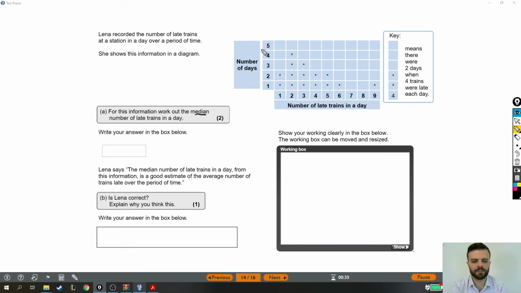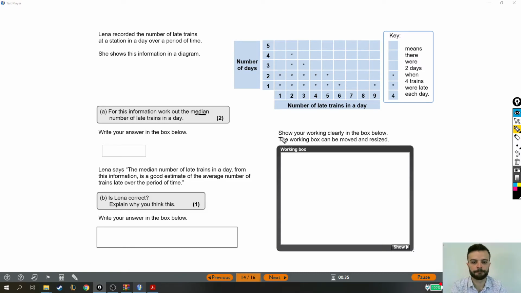So how this works, there is a key to help explain. This would mean that there are 2 days when 4 trains were late on each day. So if I asked you how many days had 9 late trains, the answer would be 1. But how many days had 2 late trains, and the answer would be 4. So these stars show you how many days there were this many trains late.